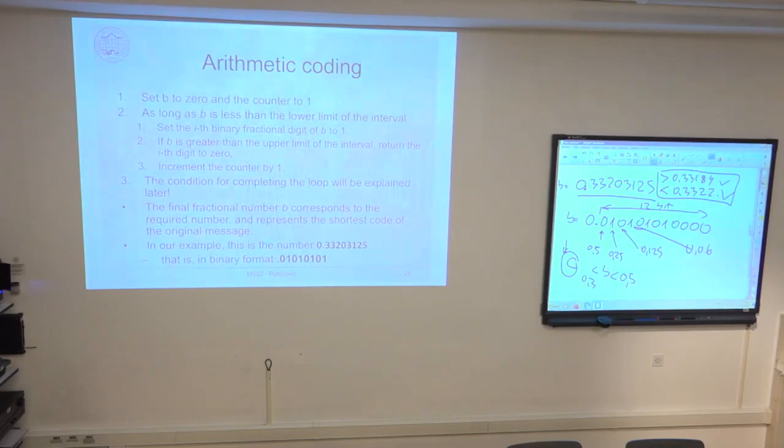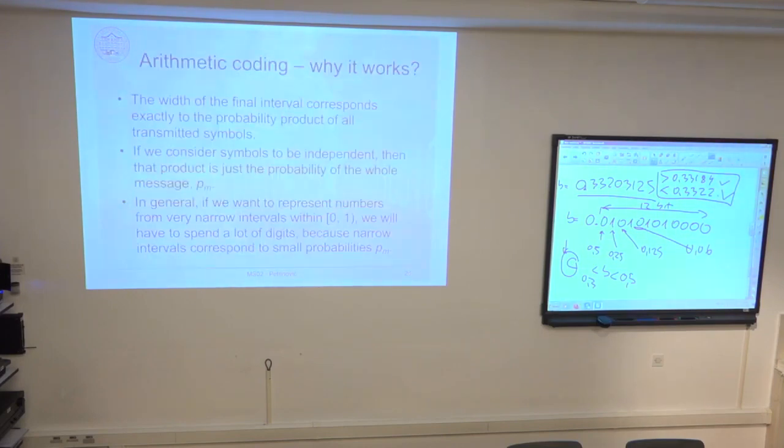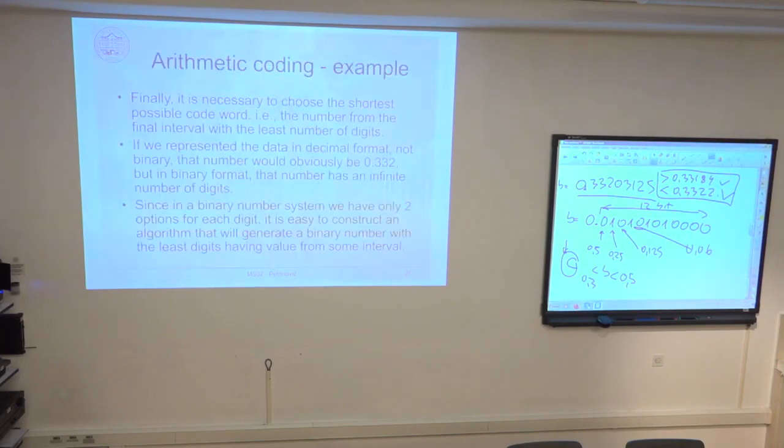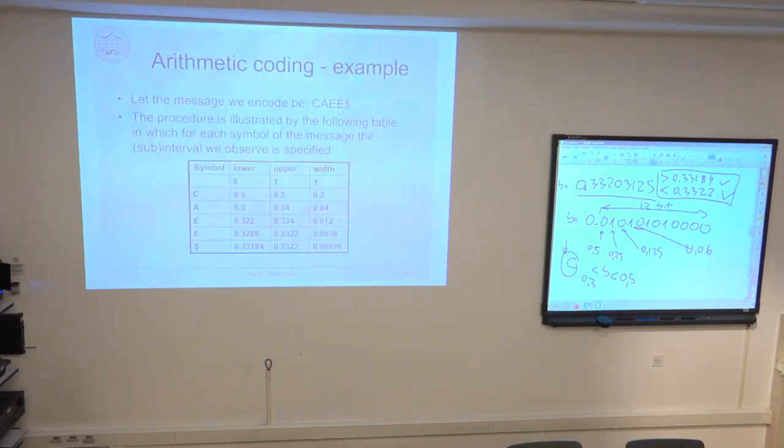The final question is, how do we know that we have come to the last iteration, that we have exhausted all of the required bits of the message? We know it based on the probability of the whole message. So we have to compute what is the probability of the message. And I do it on the encoder side. So I know what is the sequence, I know what is the message, in our case, CAEE$.